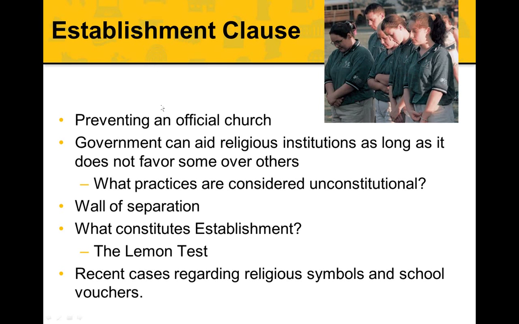Okay, so kind of to wrap up the Establishment Clause, I know that was a lot of information, but basically the Constitution and the First Amendment as it's applied to the states through the 14th Amendment prevents either the federal or the state government from establishing an official church or an official religion. Government can aid religious institutions as long as it doesn't favor some over others. And they really want to have this wall of separation.